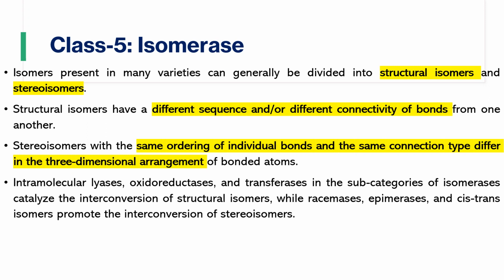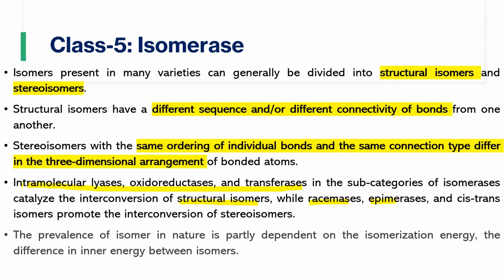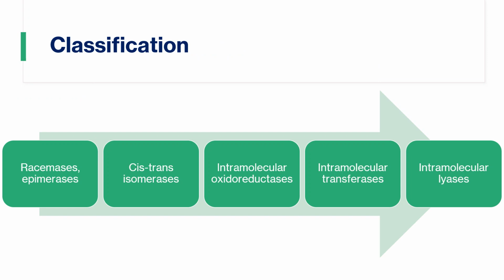So these intramolecular lyases, oxidoreductases or transferases normally lead to structural isomerization reactions, whereas racemase, epimerase, and cis-trans isomerase promote the interconversion of stereoisomers. The prevalence of an isomer in nature is partly dependent on the isomerization energy and the difference in the inner energy between the isomers. So these are the different classifications of the enzymes. Isomerases have been assigned EC number 5 and are further classified into different categories. One is racemase or epimerase.